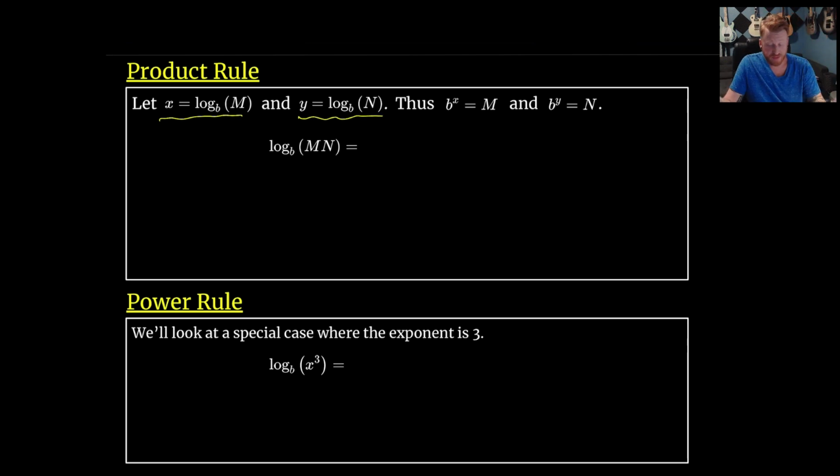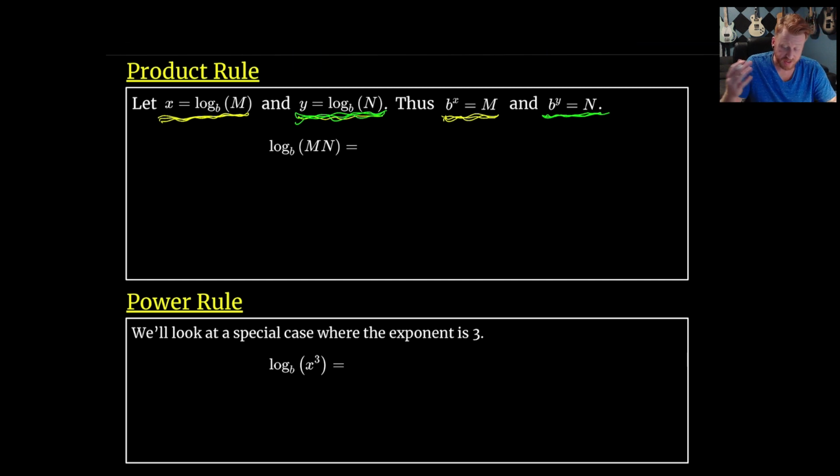If we go ahead and rewrite those into their exponential forms, we get that b to the x is equal to m. That comes from over here. x being equal to log base b of m gives us b to the x equals m. And then y being equal to log base b of n gives us b to the y being equal to n. We're just switching them into their other forms.